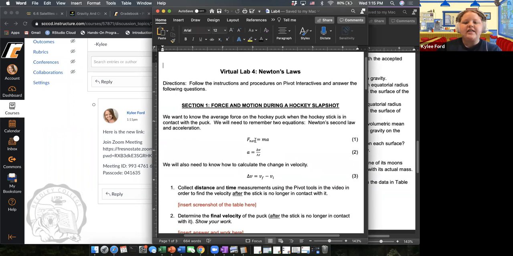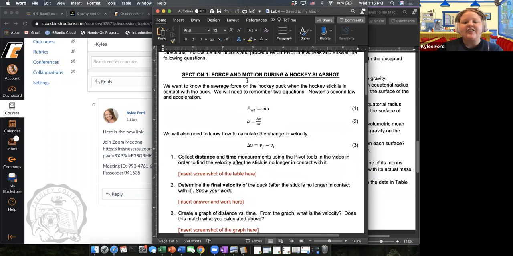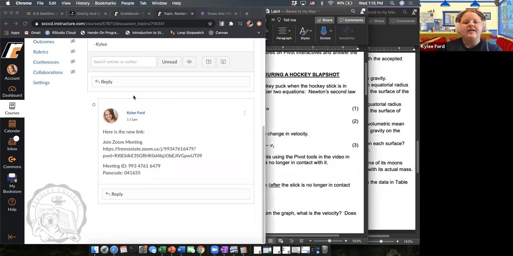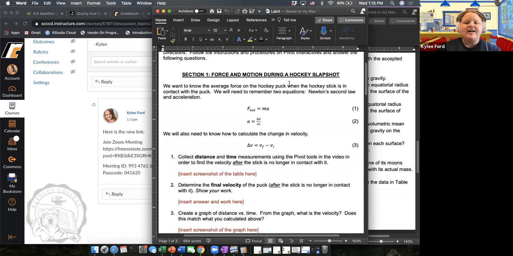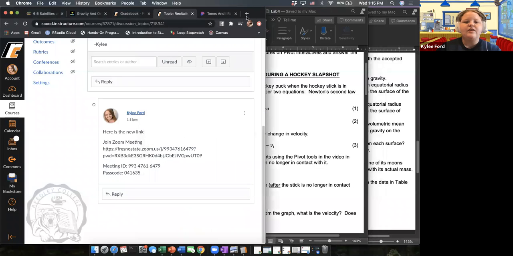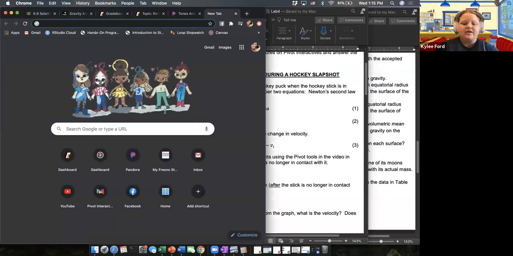Okay, so let me go ahead and go through the lab first. On this one, it's kind of a review. It's going to be on Newton's laws. So you're just going to be looking at forces and really focusing on, hi, sorry, I have a little one with me today. You're going to be looking at Newton's second law. So let me open up Pivot.